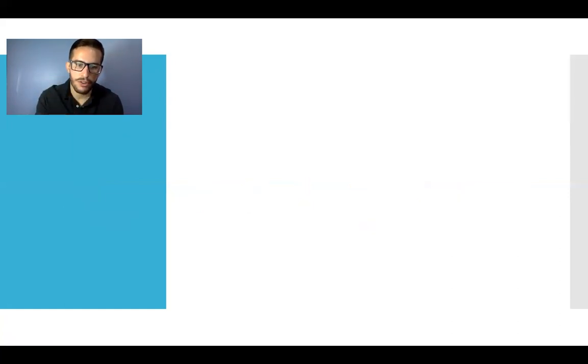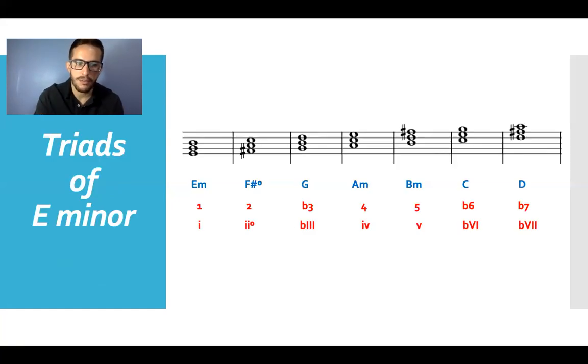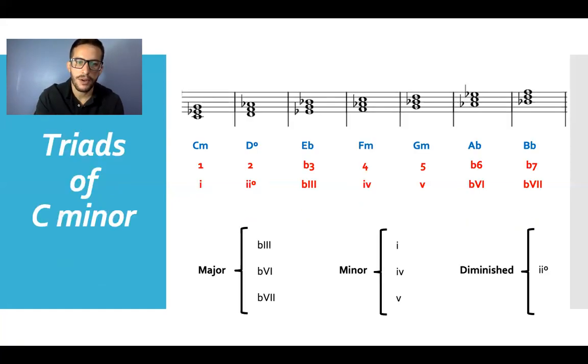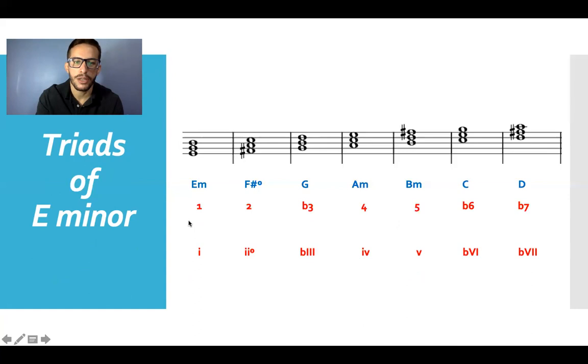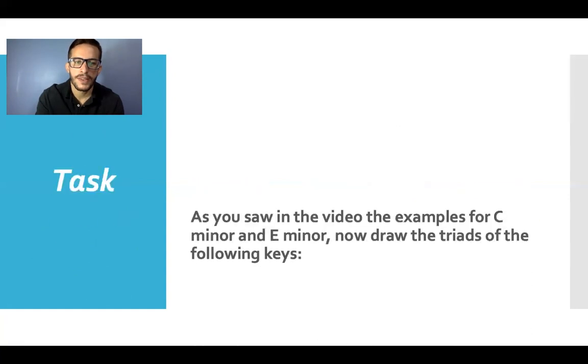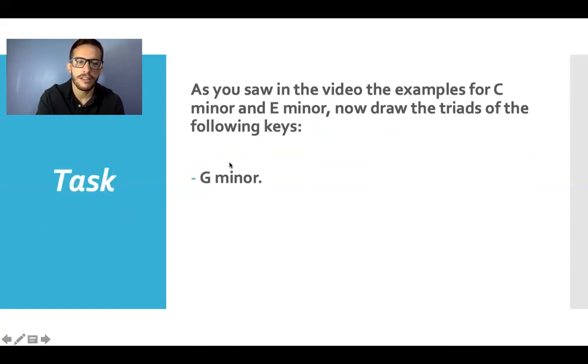Now, what you're going to do for your task is simply do the same thing we did right here with the E minor, and the same thing we did right here with the C minor, like the staff with the triads and the chord labels and the Roman numeral analysis. You will do the same thing, but in the following keys. In the case of G minor and D minor, only two. Okay, so you do that.